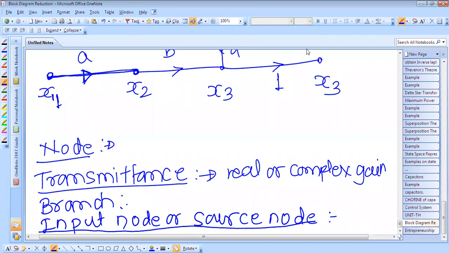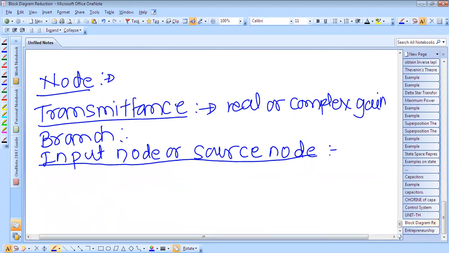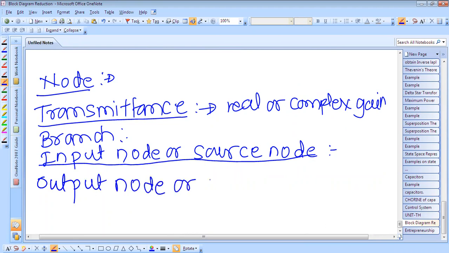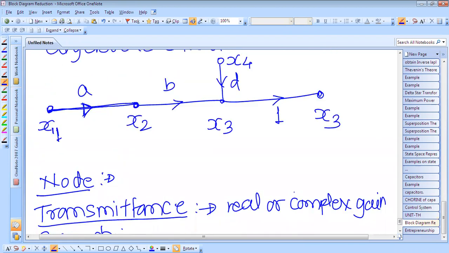Similarly, the second is the output node or sink node. So x3 we can call an output node, or a sink node. The output or sink node is a node that has only incoming branches and does not have any outgoing branch. That is why it is called the output node, and it is also called the sink node.